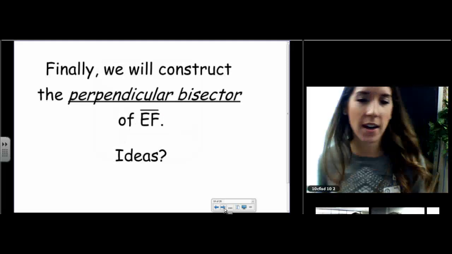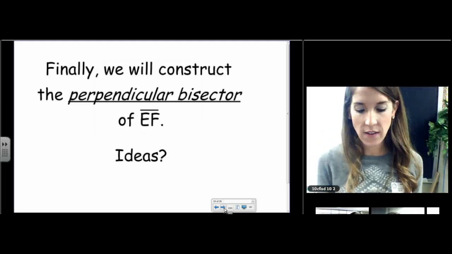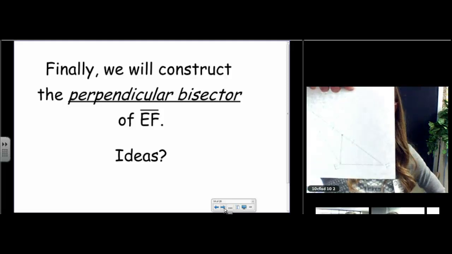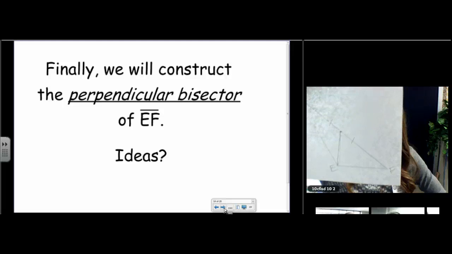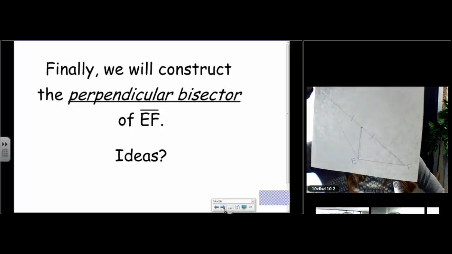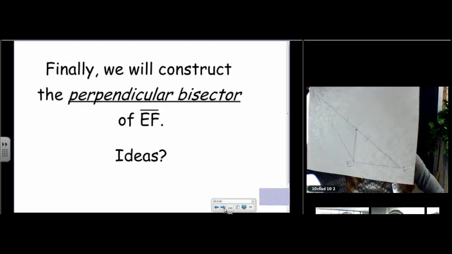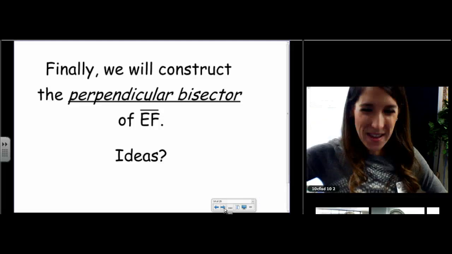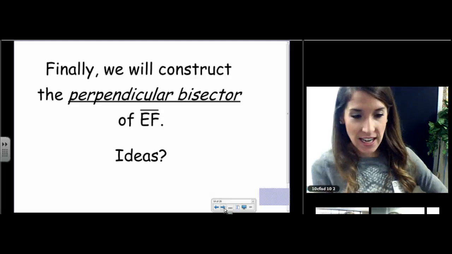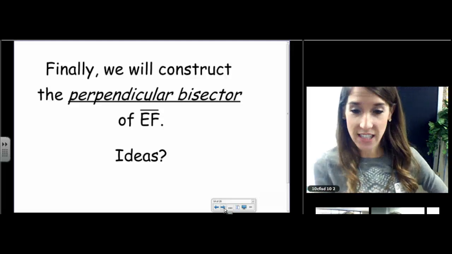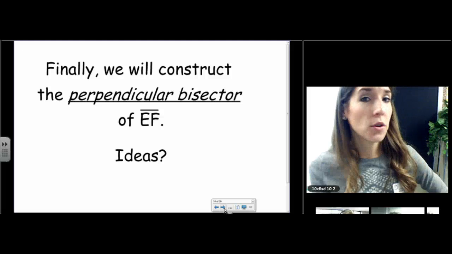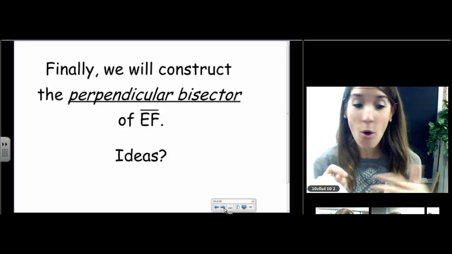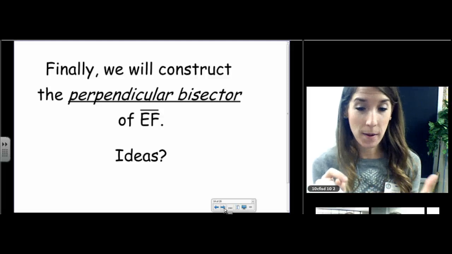Last one. Now we're going to construct the perpendicular bisector of EF. How are we going to construct the perpendicular bisector of EF? The midpoint, then the altitude. Okay, it's actually easier than you think. You know how I said this last time? I was like, don't make a whole crease, just make a pinch. Well, for the perpendicular bisector, you make the whole crease. That is the perpendicular bisector.